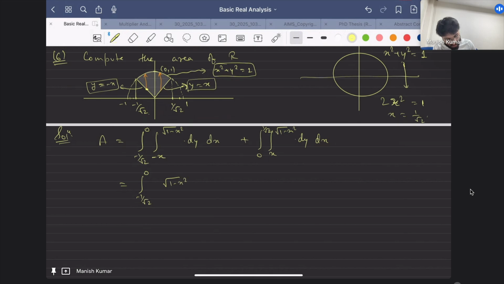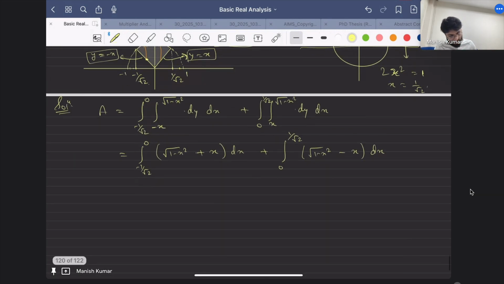So this is minus this plus x dx, plus 0 to 1 by root 2, again root 1 minus x square minus x dx. Yeah, and that's all. So you can probably club these two integrals together. We can write it as 2 times, right, because it's symmetric. So you can write this as 0 to 1 by root 2 root 1 minus x square, and then here also I think this will add up, right?